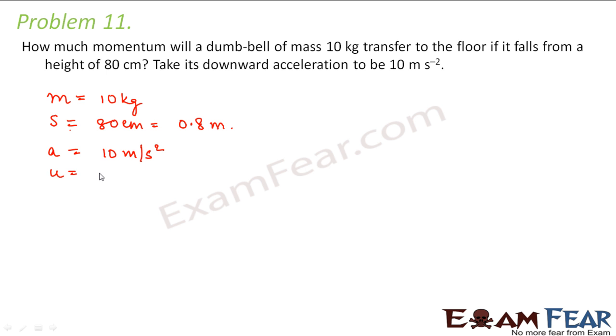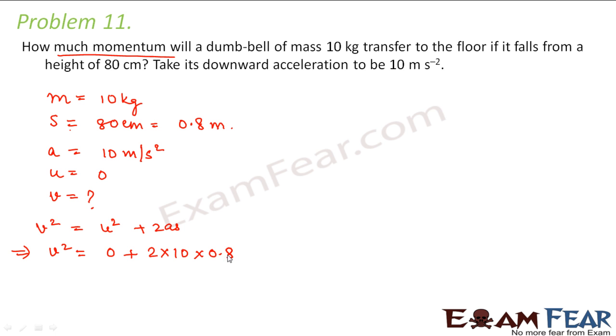Initial velocity is equal to 0, and we have to calculate the final velocity, because we have to calculate how much momentum it will transfer to the floor. That means it will transfer to the floor only when it reaches the floor. That means the final velocity we should know. Only then we can calculate the momentum. So how do we calculate the final velocity? Using the third equation, that is v square is equal to u square plus 2as. So from this we can say v square is equal to 0 plus 2 into a into s. So this is equal to 16. So v is equal to 4 meter per second. So this is the velocity when it reaches the floor.